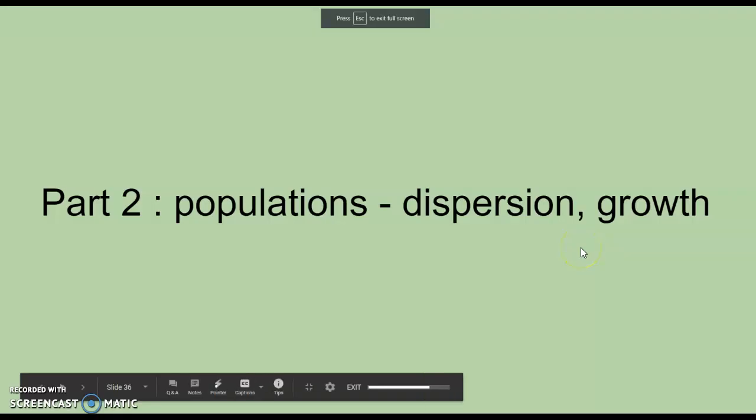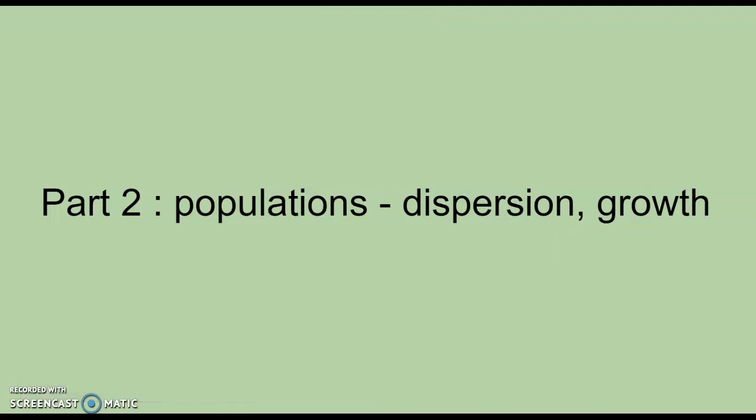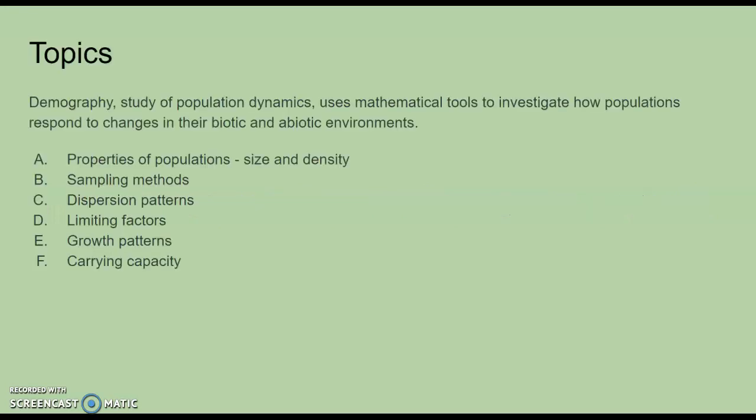So this is our second part of our ecology notes. Remember this, it will be divided into three parts. So we just finished the basics of an ecosystem. Now we're going to go into populations, how patterns are arising, how populations are growing, what limits populations, all that stuff. So here are our topics that we're going to cover within this section of notes.